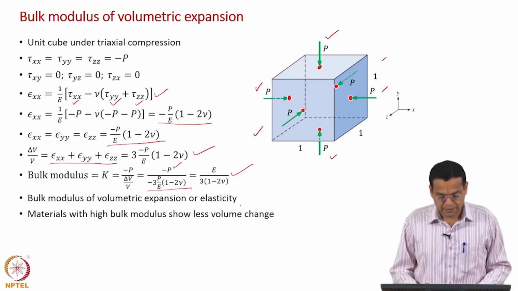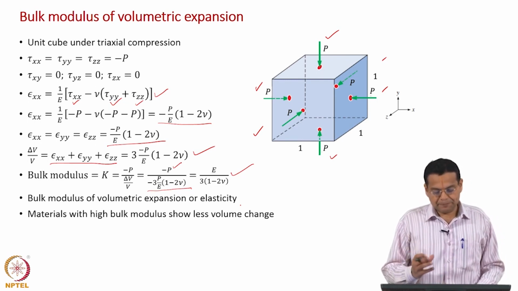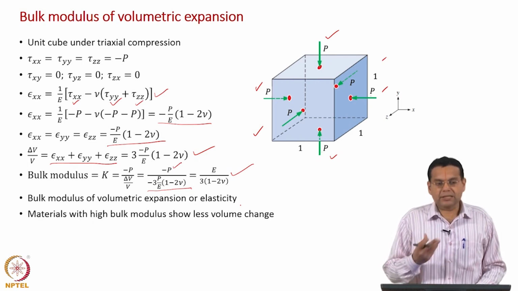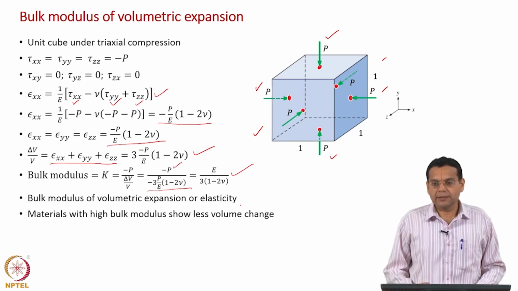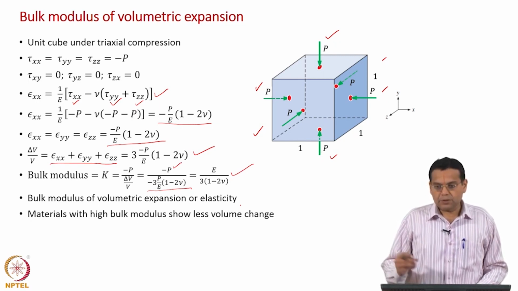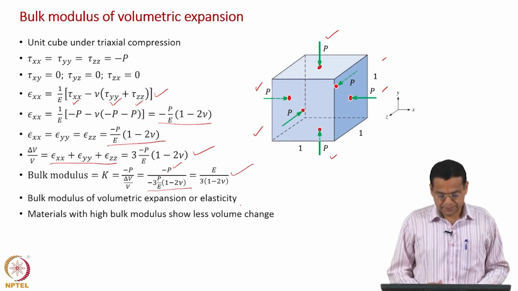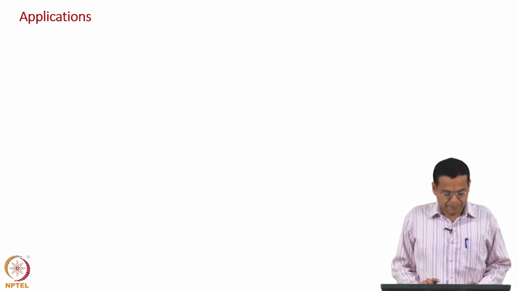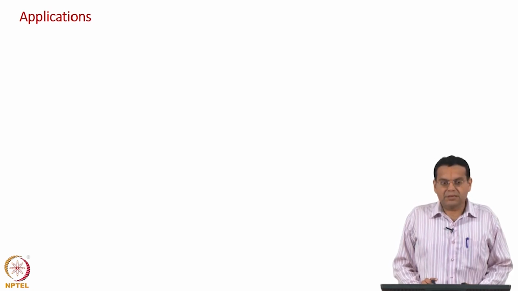So, in the case of Young's modulus, higher Young's modulus, lower normal strain; higher shear modulus, lower shear strain; and higher bulk modulus, lower volumetric strain. What we will do now is look at some applications of the equations which we have discussed and derived.